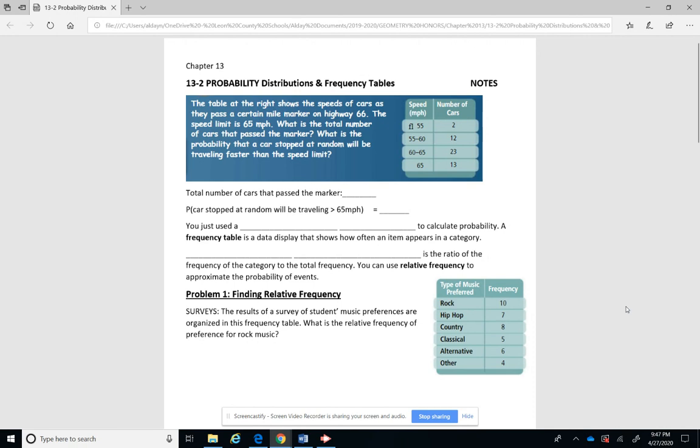We are on day 2 of chapter 13. Yesterday, we did 13.1, which was experimental and theoretical probability. Today, we're going to do 13.2. If you want to turn to page 830, you can, but all your notes and everything you need is going to be right here, so you don't really have to. Today is Wednesday, April the 29th, and we're just going to get started.